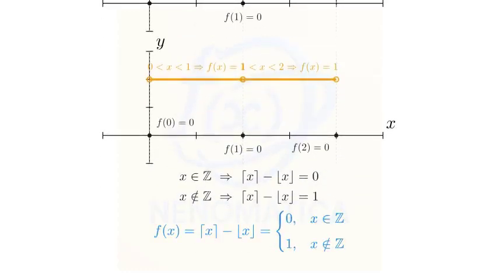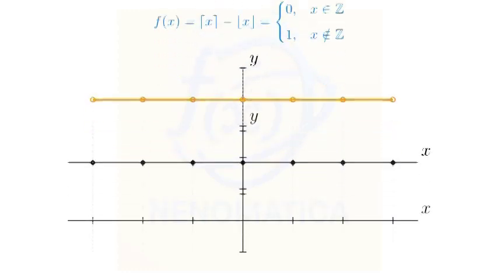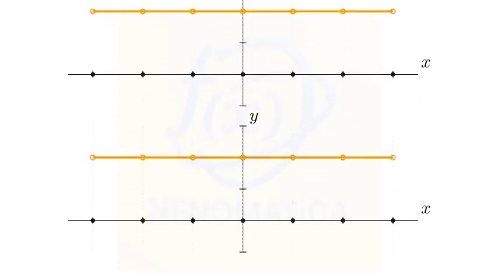Step 3. Draw the full graph. Between every pair of consecutive integers, we draw a horizontal segment at height 1 with open ends. At each integer, we place a filled dot on the x-axis at y equals 0. This pattern repeats forever. To read this graph, the filled dots at integers sit on the x-axis with value 0. The floating segments at height 1 indicate that for any non-integer input, the output is 1.